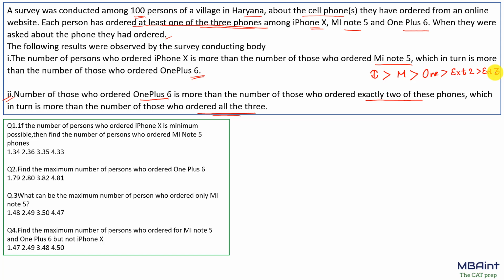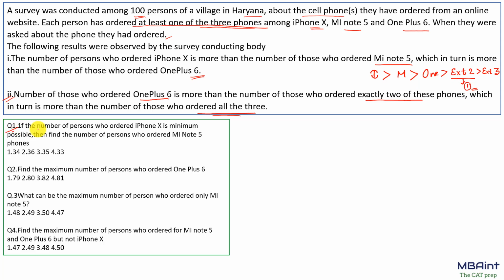By seeing this, all we can make a note of is that the value of exactly 2 has to be always greater than or equal to 1, right? Our minimum value of exactly 2 is 1, right? Fine, and these are the sets that we have to consider. Now let's look into the question.